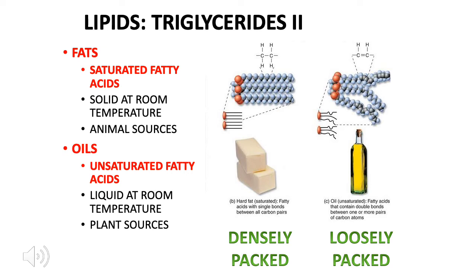As a consequence of being kinked, the fatty acids make it impossible for the triglyceride molecules to be able to pack very densely. As a consequence, instead of being a solid at room temperature, these unsaturated triglycerides are liquid at room temperature. And as a rule, these oils, or these unsaturated triglycerides, come from plant sources. There are, of course, exceptions to that, most notably fish oil. If you take fish oil capsules as a dietary supplement, that is a triglyceride that comes from an animal source but is liquid at room temperature.